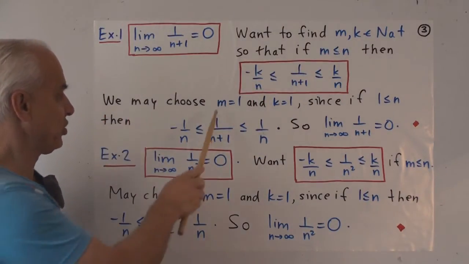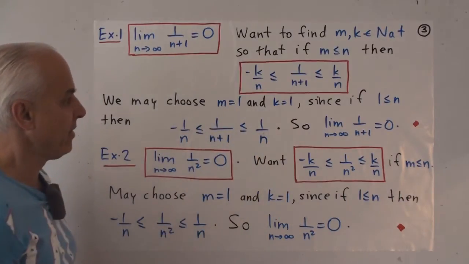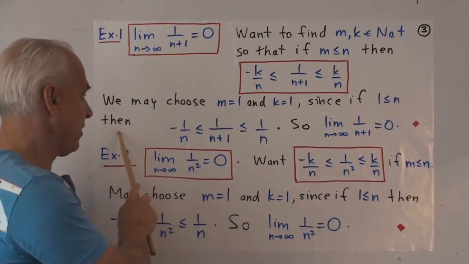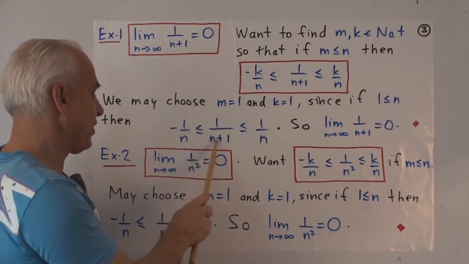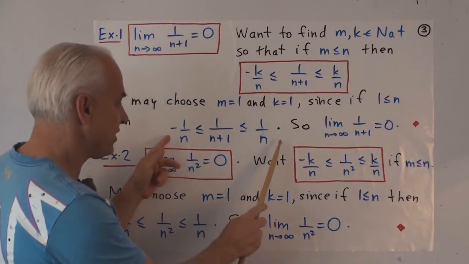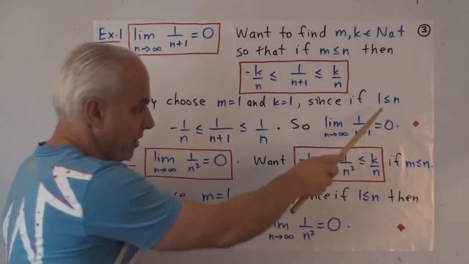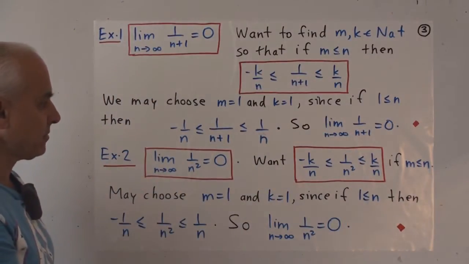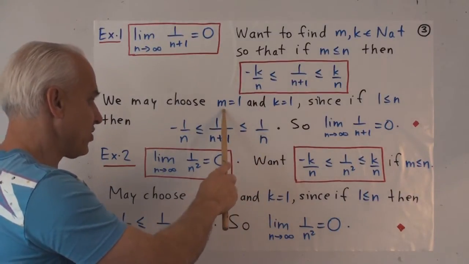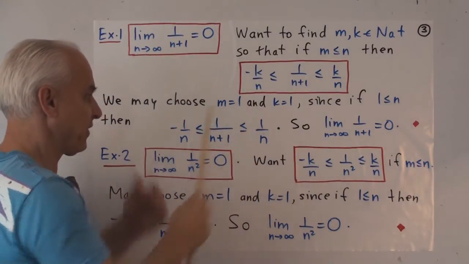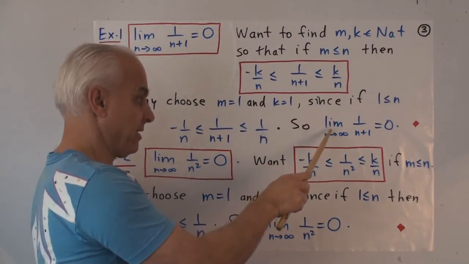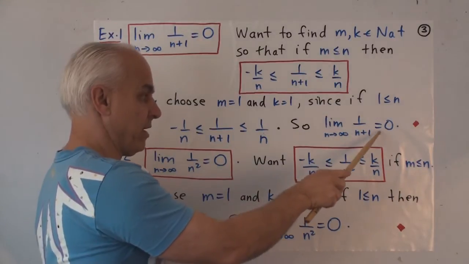So it's very simple. We just choose m equals 1 and k equals 1, and then we can write it, if n is bigger than or equal to 1, then minus 1 over n is less than or equal to 1 over n plus 1 is less than or equal to 1 over n. Right? This is a true statement if n is a natural number bigger than or equal to 1. So we found our m, we found our k, we found the start, we found the scale. These are the certificates required. We can assert that according to the definition, the limit as n approaches infinity of 1 over n plus 1 equals 0.